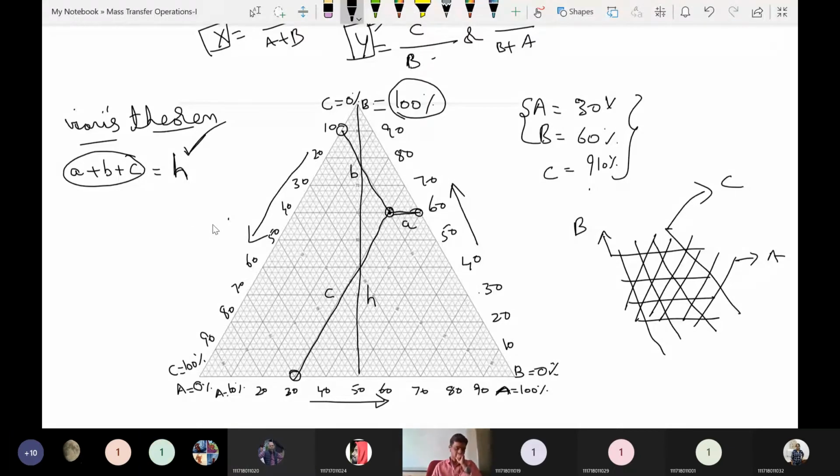Okay, now can we locate A is equal to 60 and B is equal to some 20? And what is C? Without seeing, we can say that 60 plus 20 is equal to 80, so C is equal to just 20. Without seeing, calculating 100 minus 60 plus 20, we just have to locate that point.